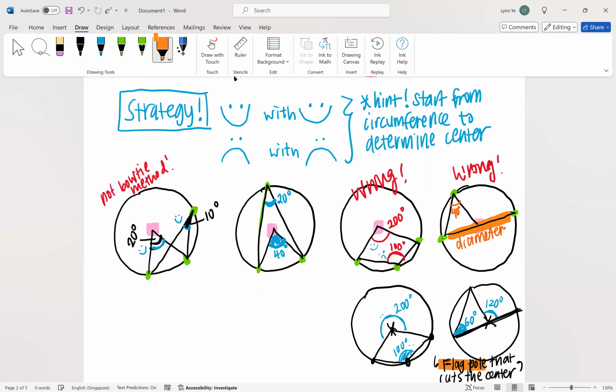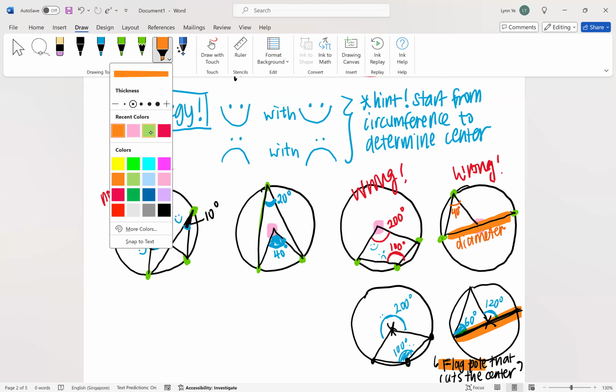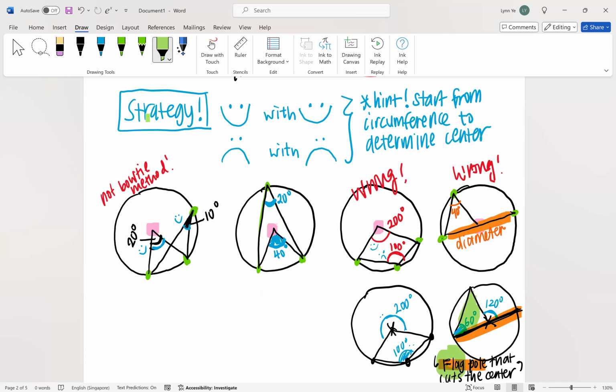So the flat pole is actually your diameter. And your flat is this. This is your flat. Flat pole is the one in orange. And the one in green is your flag. Now with that, we are officially done with 5 properties of angles.